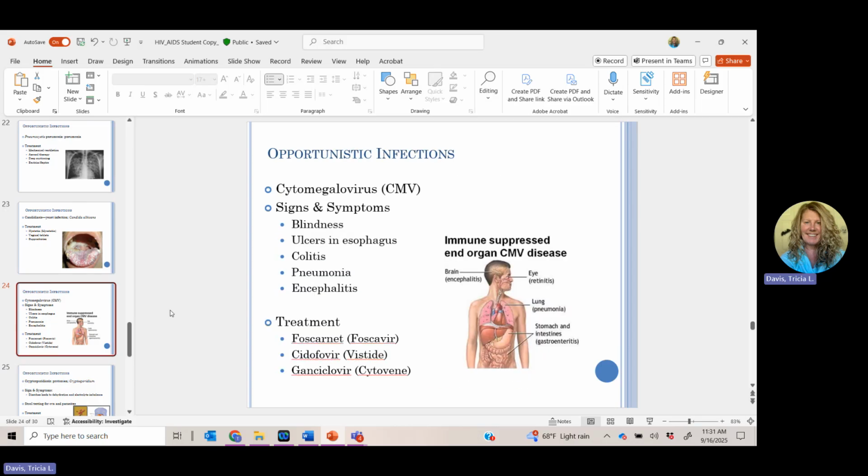Another opportunistic infection is cytomegalovirus. So signs and symptoms of this would be blindness, okay, so big change in their vision, ulcers that develop in their esophagus, very big, painful ulcers, colitis. It's going to affect the lining of their lungs, so they're going to develop pneumonia, have definitely difficulty breathing. And then encephalitis, which is an infection inside the brain. And we have a variety of different medications that we would use to treat those, and they are listed on your slides.